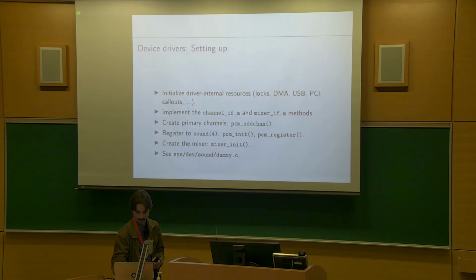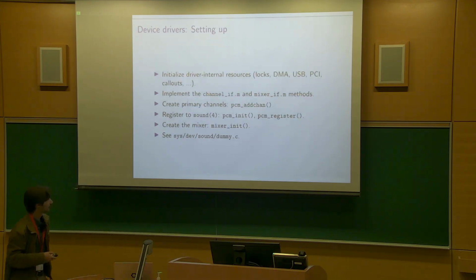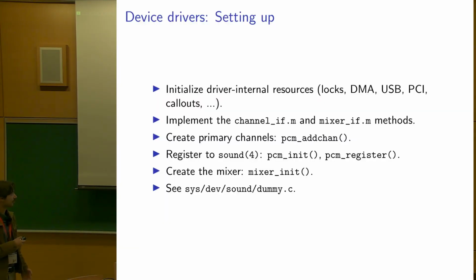So where are we? We create the channels with this function. Then we register to Sound 4, just two functions. And we also create the mixer, and that's it. Well, then of course you have to implement those interfaces, for example, the channels, how to set up buffers, how to destroy the buffers, keep track of the pointers. But I'm just giving a high-level overview here.